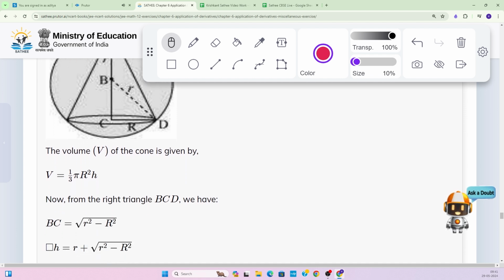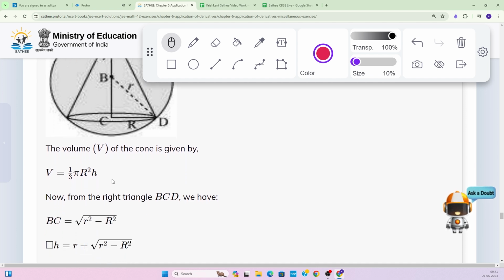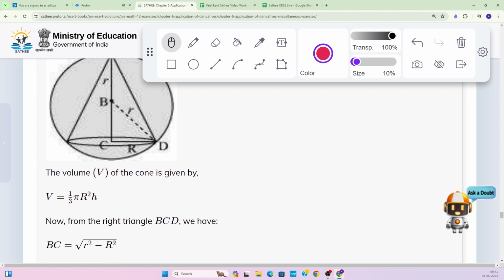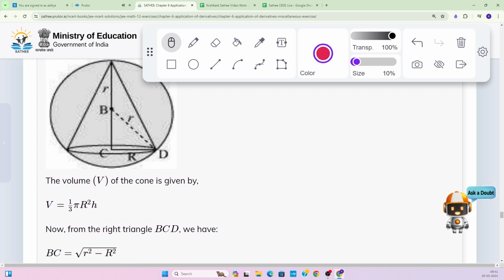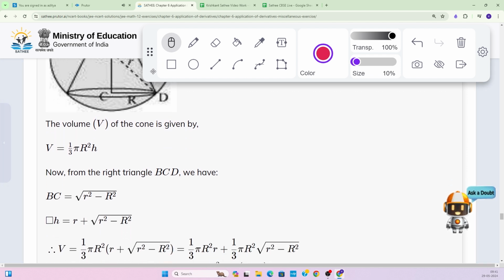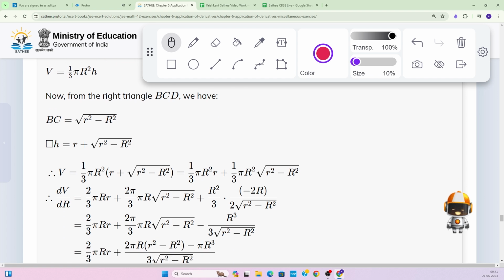So h, as you can see, will be r plus root of R square minus r square. Why am I saying that? Because h is AC. AC is AB plus BC, and AB is r, and BC is root of R square minus r square. So this means r plus root of R square minus capital R square.